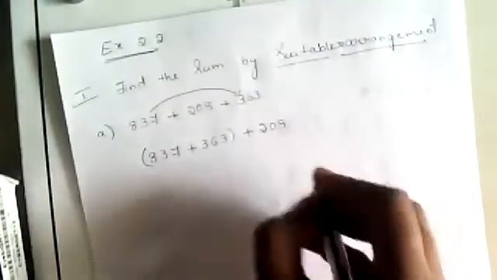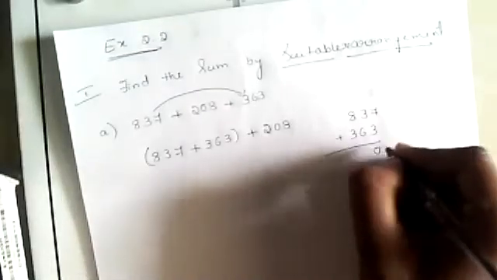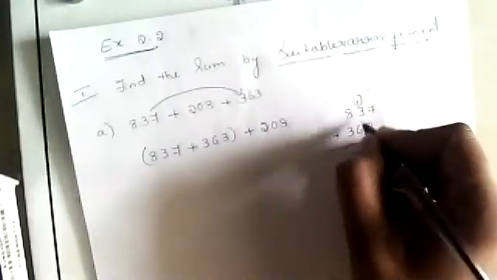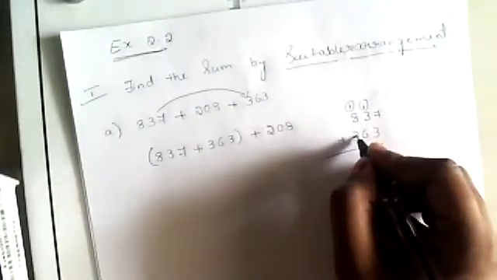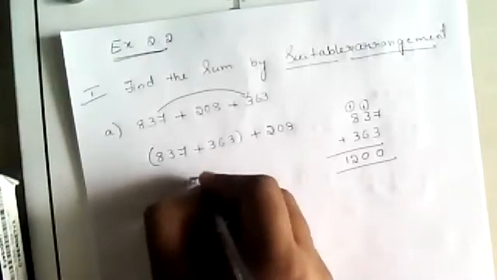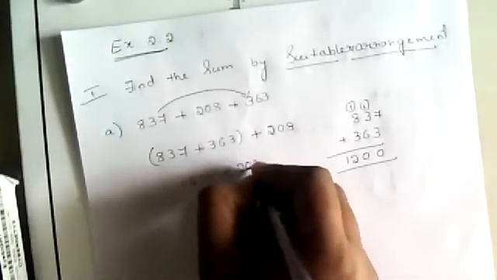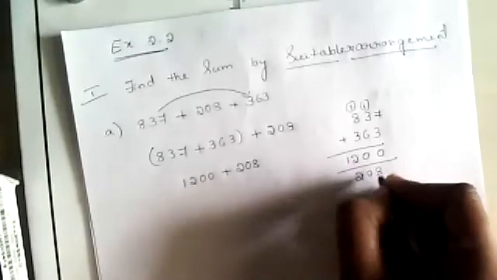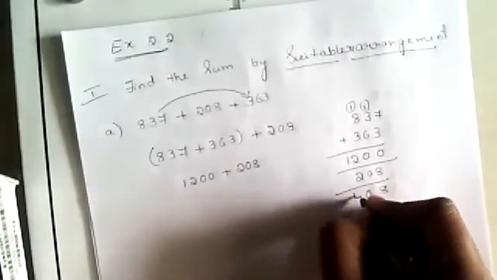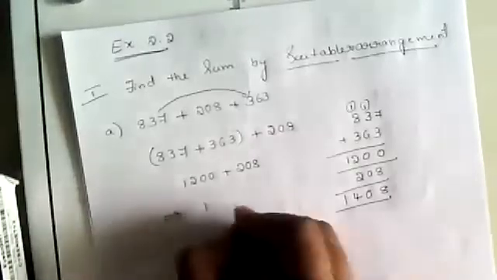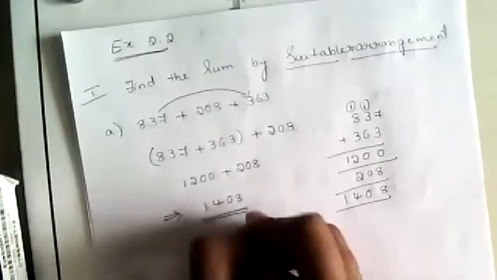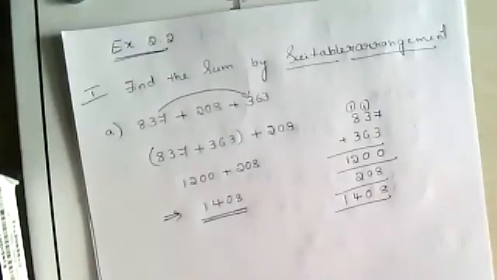So now I will add these two numbers first. See here, 837 plus 363. 7 plus 3 is 10, 1 carry. 6 plus 3 is 9, 9 plus 1 is 10, 1 carry. 8 plus 3 is 11, 11 plus 1 is 12. So 1200 plus 208 is 1408. This is the answer.